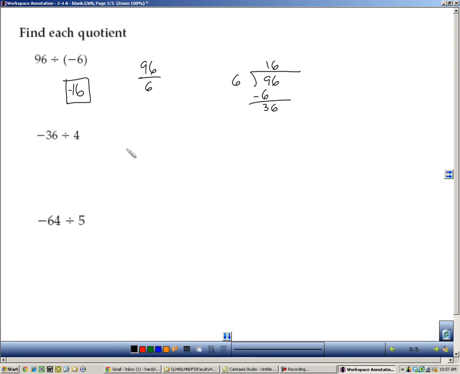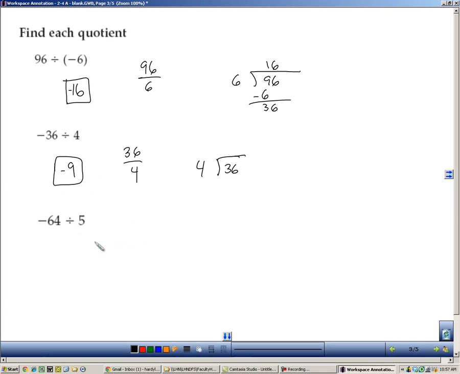Here 36 divided by 4. And we're going to figure out how many times 4 goes into 36. Well, 4 doesn't go into 3, so we're just going to have to guess. If you notice, 36 is close to 40, and 4 goes into 40 10 times. So since 36 is 4 less than that, it's going to go in there 9 times. 9 times 4 is 36. One negative when you divide means your answer is going to be a negative 9.